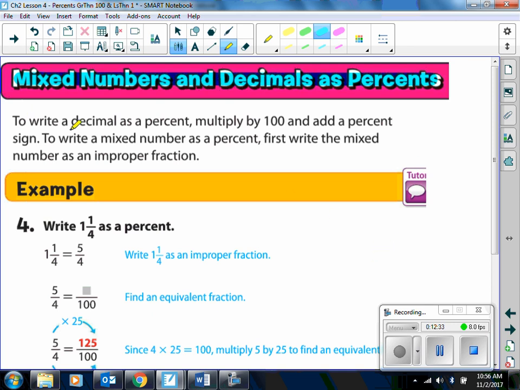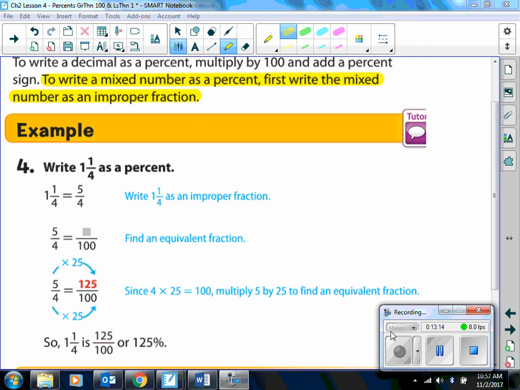Now, this first sentence, you don't have to write that down again because you've written that down several times already. It says to write a decimal as a percent, you want to multiply times 100 and add the percent sign. When we multiply times 100, that means we're moving the decimal which way? To the right 2 times, right? So we've already written that down several times in our past lessons. So this part I want you to write down. To write a mixed number as a percent, first we're going to write the mixed number as an improper fraction.